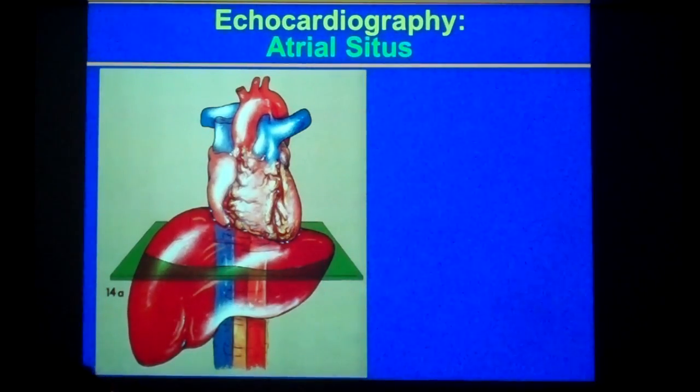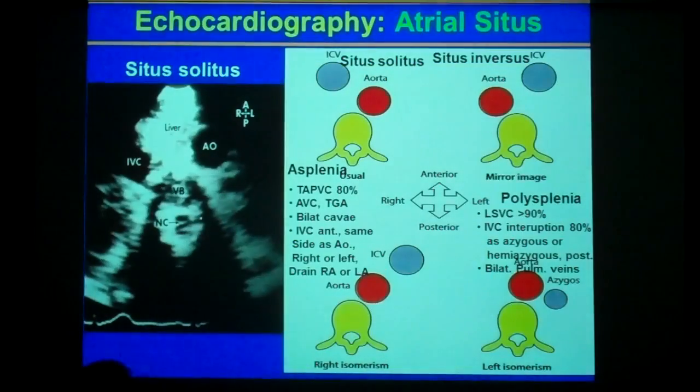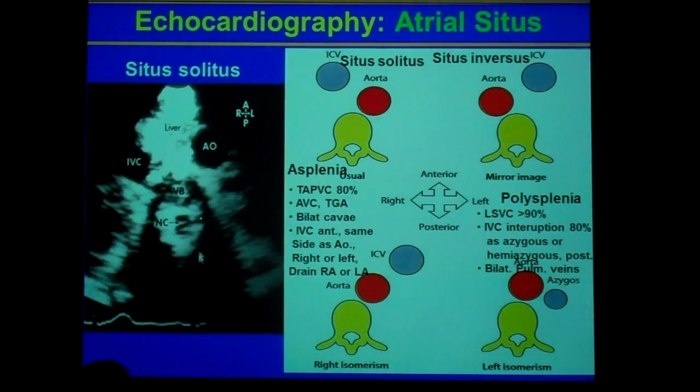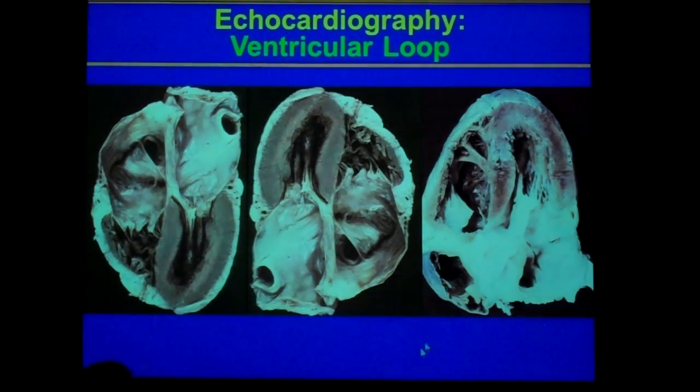So you start with the subcostal view. This is a normal sketch. The blue vein is the IVC. This is the descending aorta. The liver is on the right side. So when we take a knife and cut it like this, it will look like this. This is the inferior vena cava. This is the vertebral body. This is the spinal cord. This is the aorta. So you see this appearance. You know this is normal. It's situs solitus. And these are the 4 different combinations which I already went through.